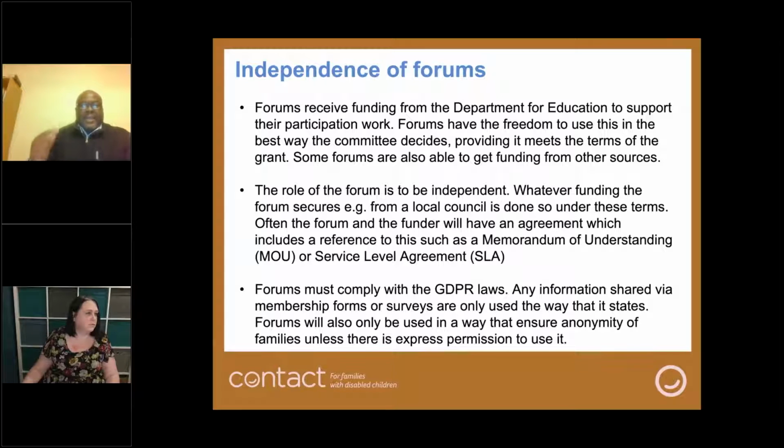But I have to understand as a forum rep as well that there is independence in this, which means we are the voices of other parents, which is very, very essential. The role of forums is to be independent, which is what I've just been reiterating. So we have a memorandum of understanding, which gives us the freedom.